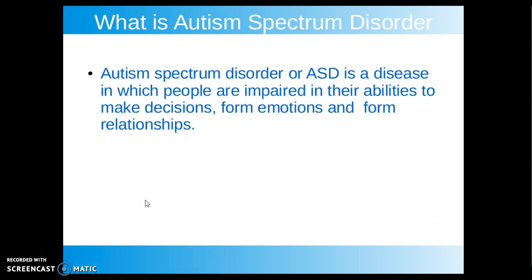Autism spectrum disorder is a disease in which people are impaired in their abilities to make decisions, form emotions, and form relationships. An example of this is people with autism often can't make decisions where deductive reasoning, like weighing the benefits or the risks of a decision, are important, such as even something as small as brushing our teeth. When given the option, someone with autism spectrum disorder might not be able to realize that the reason they need to brush their teeth is so they do not have cavities and do not have to go to the dentist.